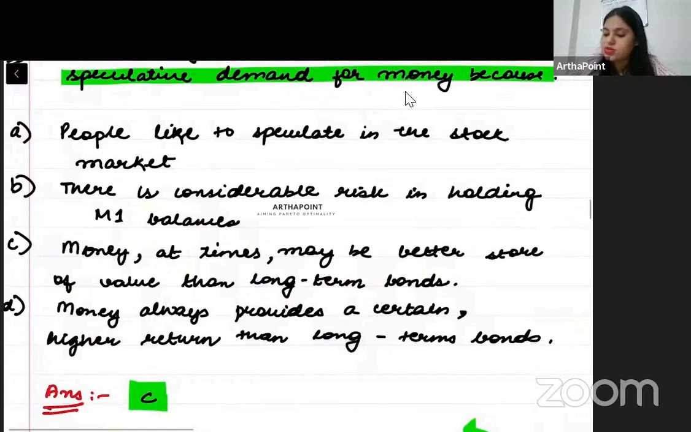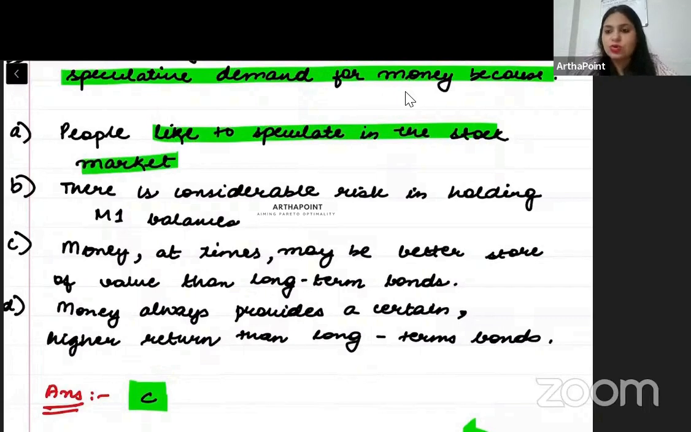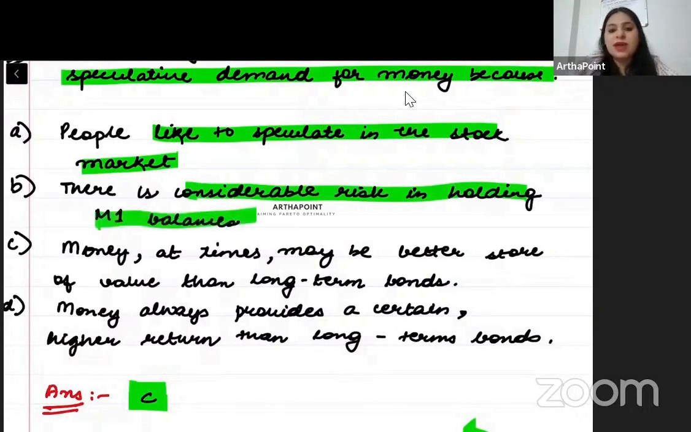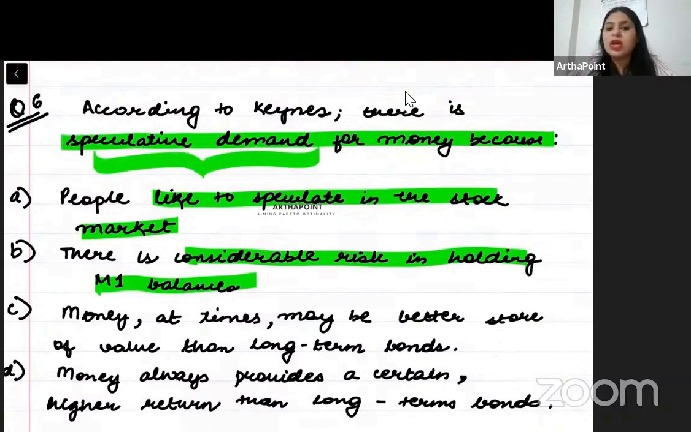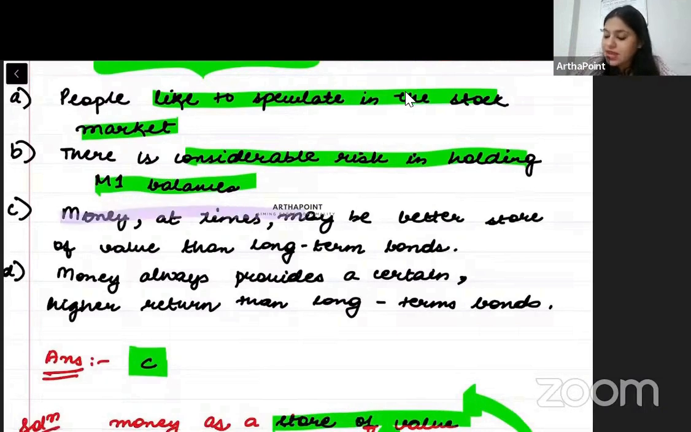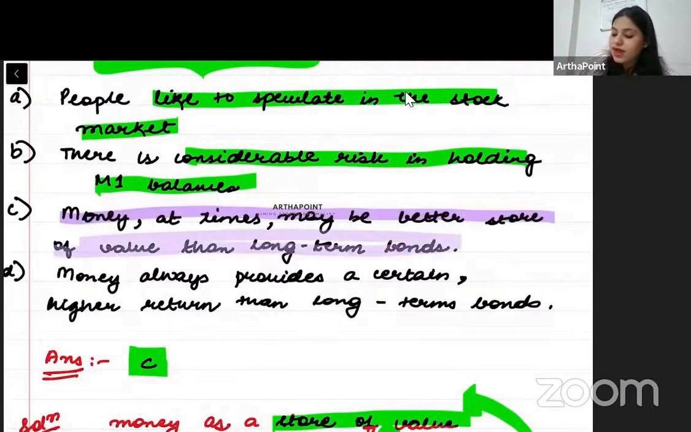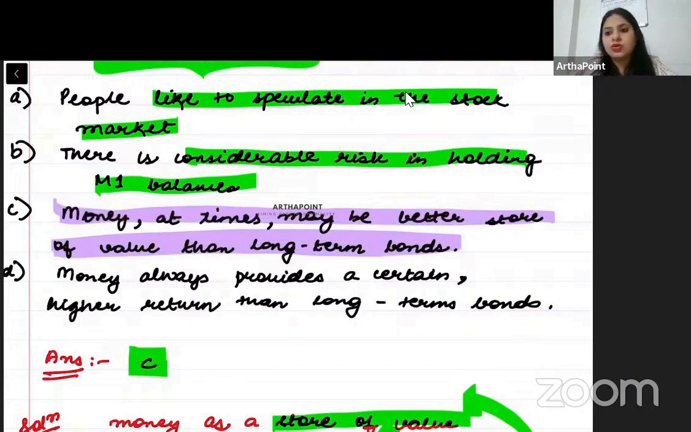So now read down the options. People like to speculate in the stock market? No, that's not the reason why you do speculative demand of money. There is considerable risk in holding M1 balances. No, if there is risk, why will you hold money? Because it gives you return. So we need to talk about the return part, because this is asking you why there is speculative demand for money. Not because there is risk, but because there is return. So this is the right option: money at times may be a better store of value than long-term bonds.